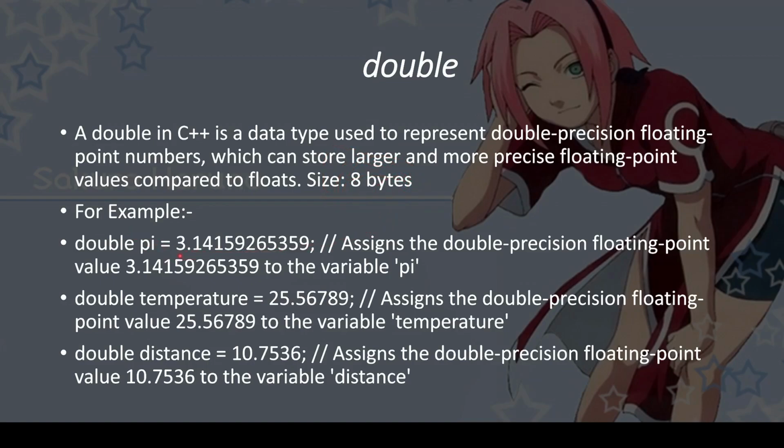As you can see, this is quite a large number, and we can store it in pi, and we take the data type as double. Likewise, here is the temperature, and this value is large, and we store it in the variable temperature, and you can see that we take the data type as double.